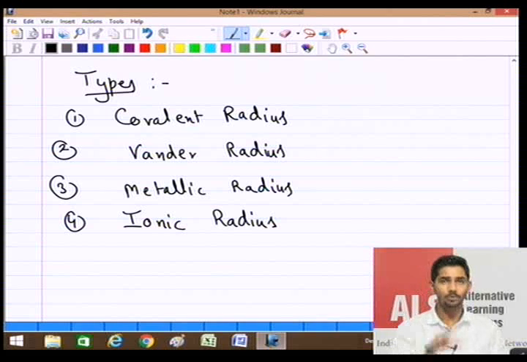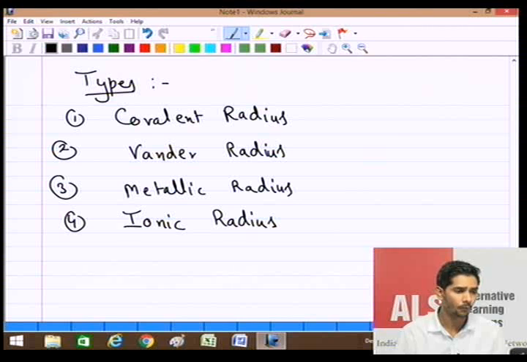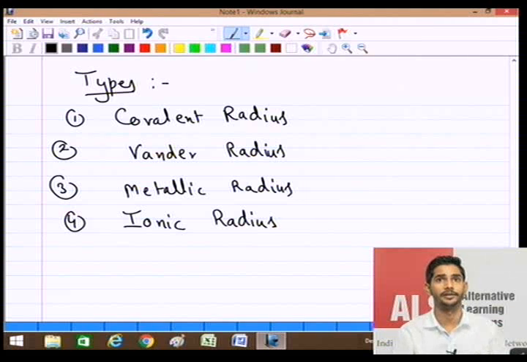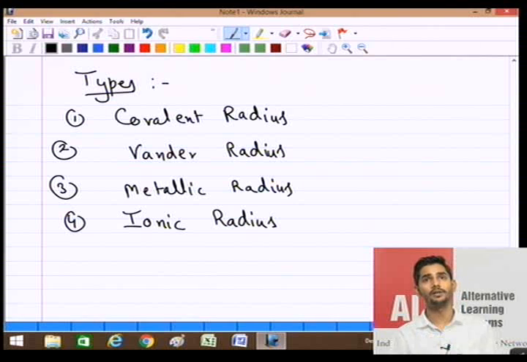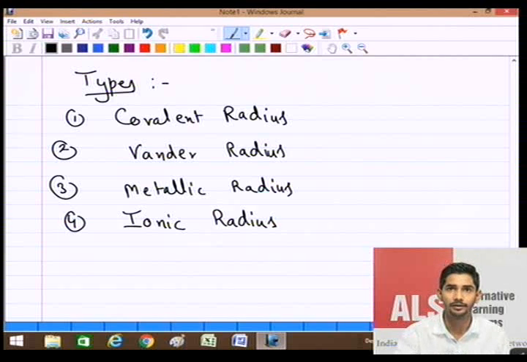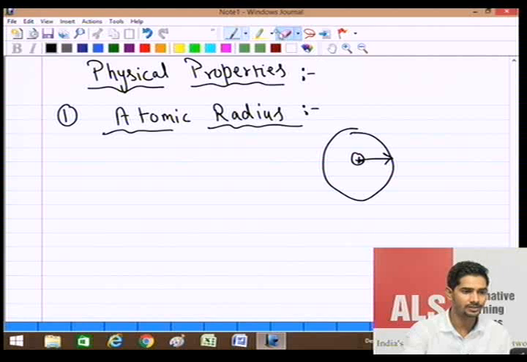If we talk about the size of any atom, we can categorize it in one of them. They will be placed in one of these four categories: they can be either covalent, van der Waals, metallic, or ionic radius. So finally, we have to discuss the four radii, and before that, let's discuss this one.